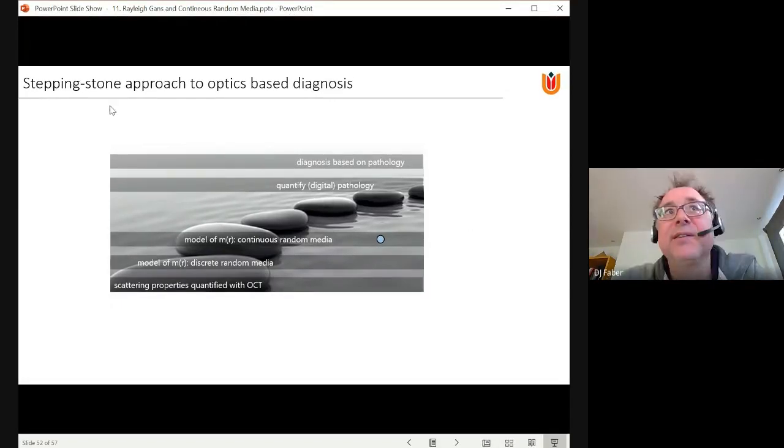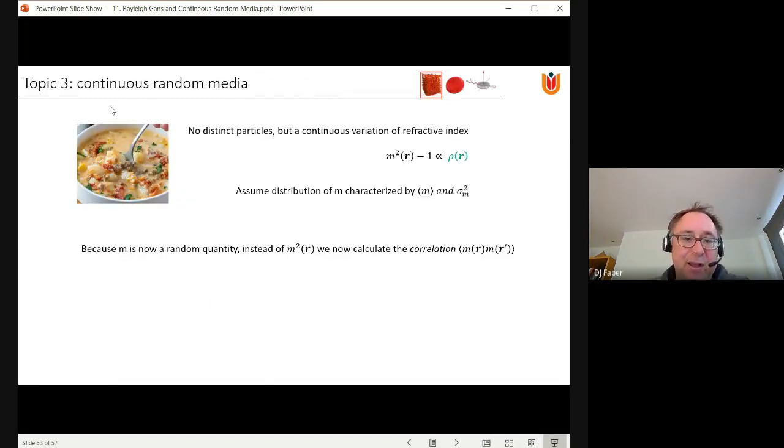Where it breaks down, of course, is when tissue is not a collection of particles, which is basically always. So there we need a more sophisticated model, and that model is actually the last topic of the class today: modeling tissue not as a discrete random medium, but as a continuous random medium. So we don't have particles now; we just have one big soup of refractive index fluctuations that will scatter light.